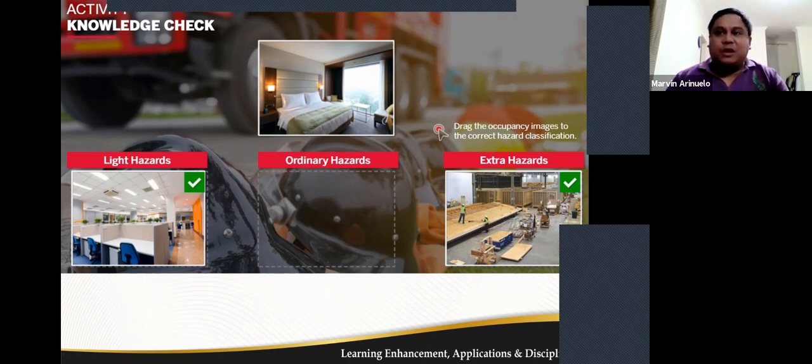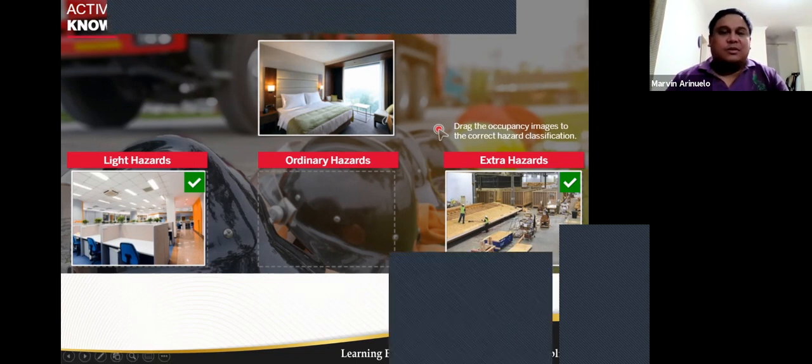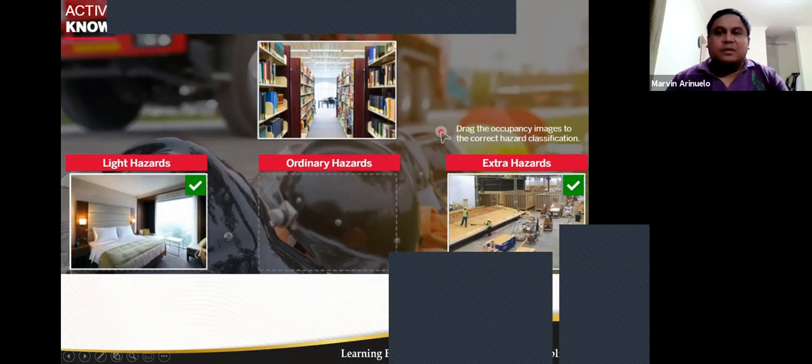This is like a hotel room. Okay, or room, no, still considered for me as light. I think still considered as, still it's a light hazard, guys. No, okay. How about the library?